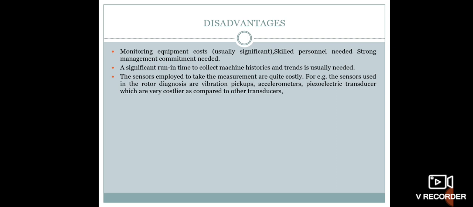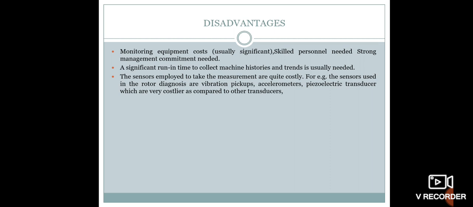Now coming to the next slide, disadvantages. Monitoring equipment cost is usually significant, skilled personnel are needed, and a strong management commitment is needed. The second point is that a significant run-in time to collect machine histories and trends is usually needed. The third point is the sensors employed to take the measurements are quite costly.